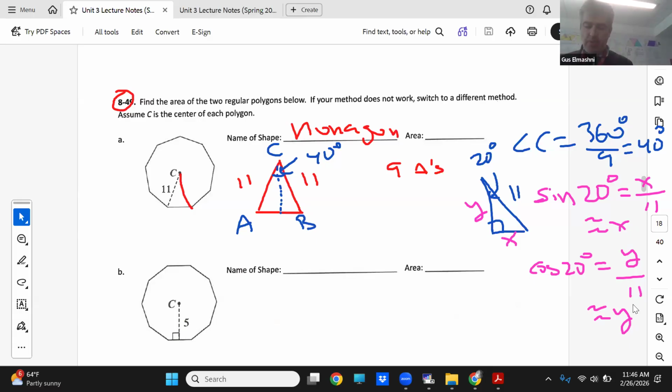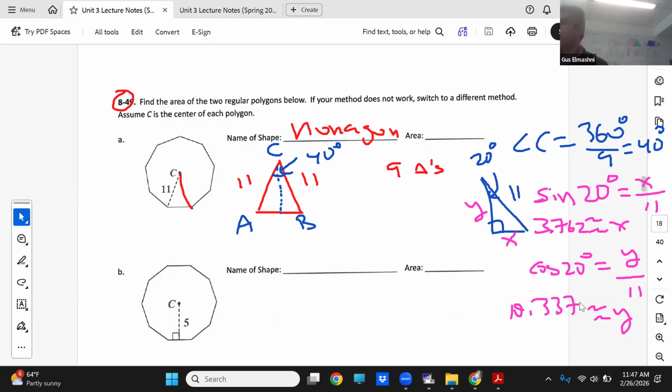So 11 sine 20, you guys should know, multiply by 11. So that's 3.762. And for Y, if I do 11 cos 20, 3.6762. Check your mode. Your mode might be off.